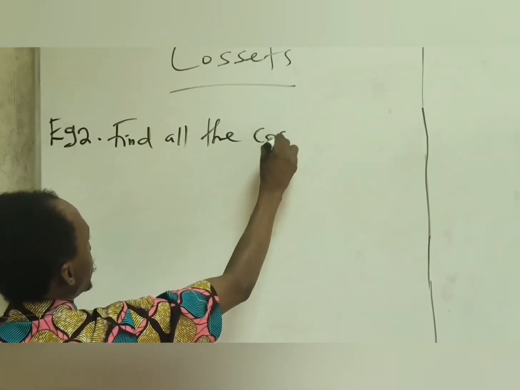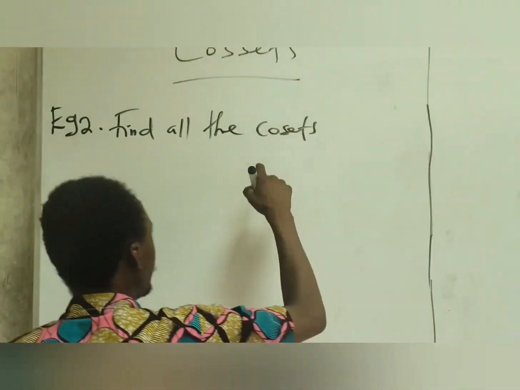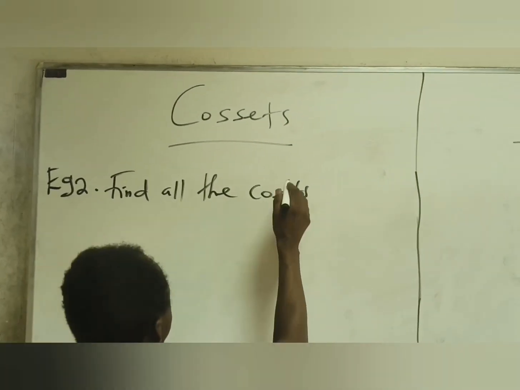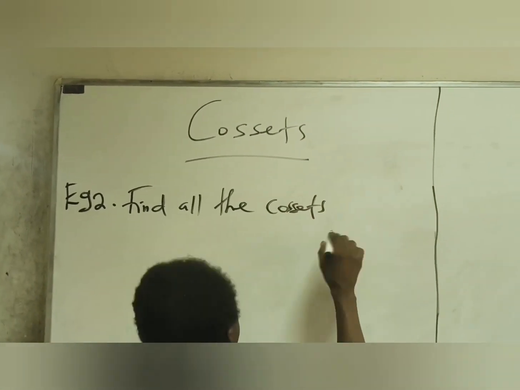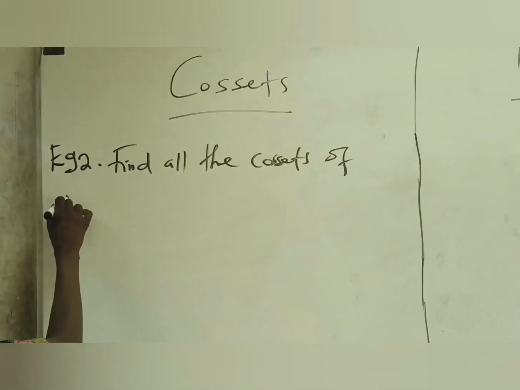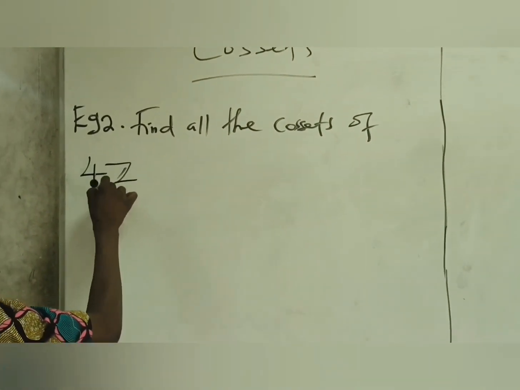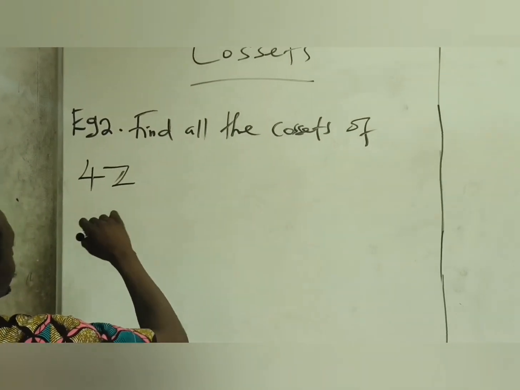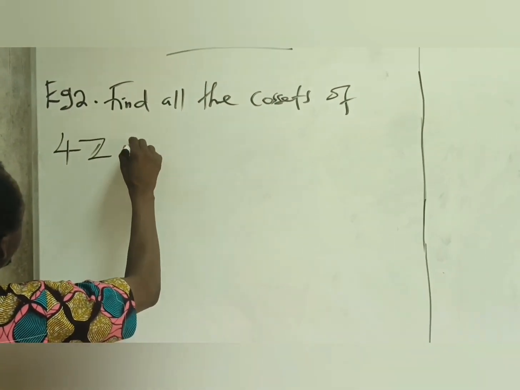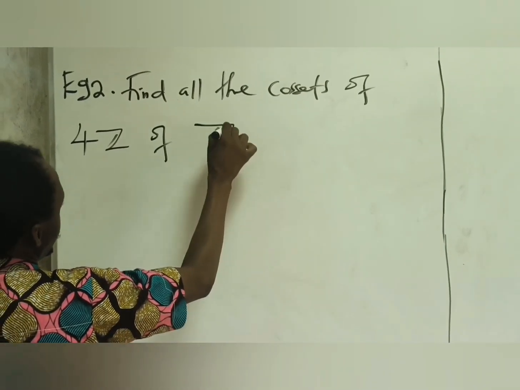Find all the cosets. Cosets, is it double S or one S? We're using two S. Okay. Find all the cosets of 4Z. We are using 4Z as our subgroup of Z.